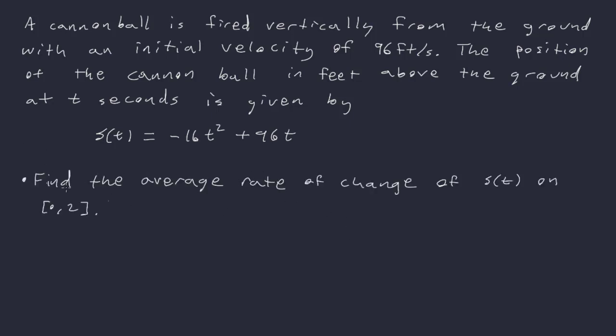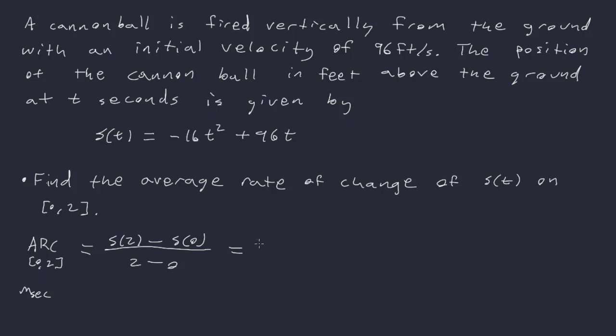All right, so let's find the average rate of change of s of t on the interval 0 to 2. Well, the average rate of change over 0 to 2 is also often referred to as m sec, for the slope of the secant line. That's going to be s of 2 minus s of 0 all over 2 minus 0.